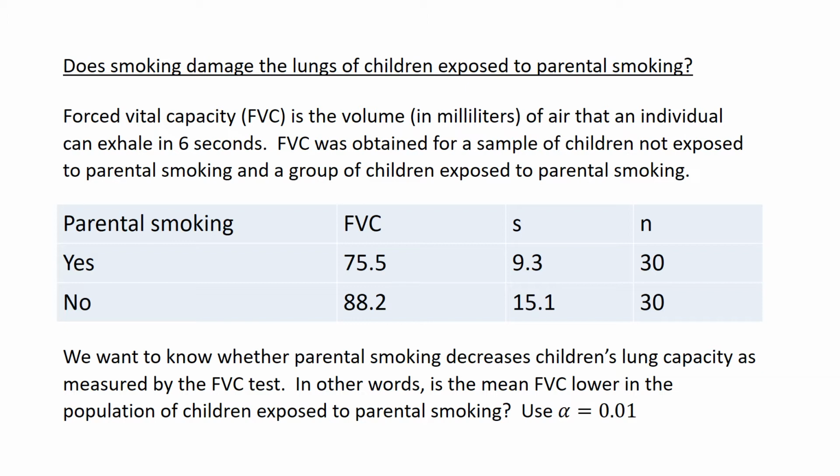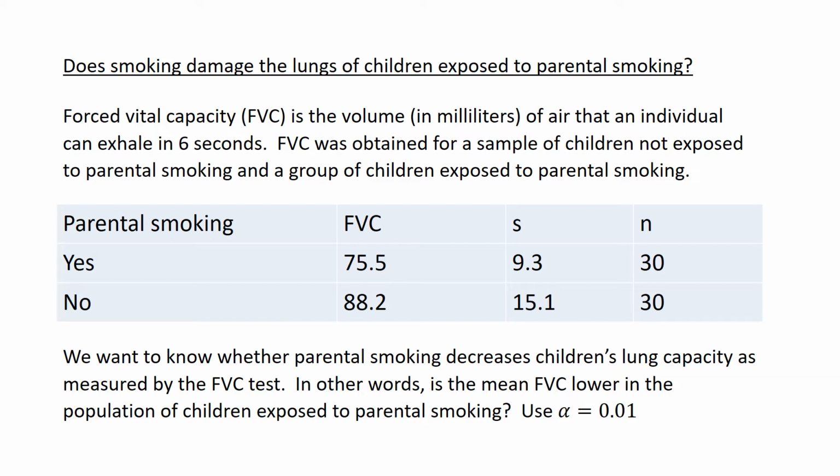So what we want to know is whether parental smoking decreases children's lung capacity as measured by the FVC test. In other words, is the mean FVC lower in the population of children exposed to parental smoking? That tells us we are going to conduct a hypothesis test. We want to know whether smoking decreases children's lung capacity by comparing samples from two populations and testing: are those results different?